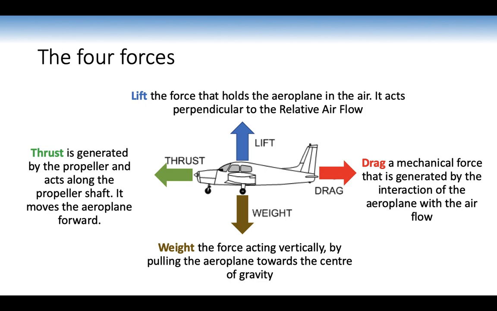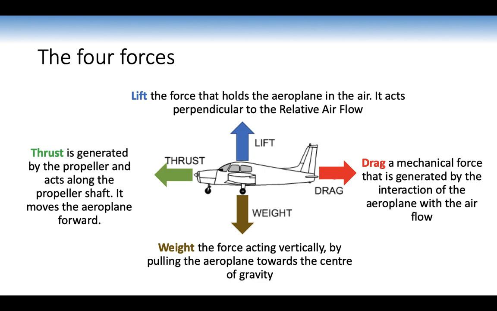So lift is the force that holds the airplane in the air. It acts perpendicular to the relative airflow. So we've got the four forces, starting with lift. We will look at the flat plate theory that tells us how lift is produced, and then we'll have a look at Bernoulli's theory. And then weight, the force acting vertically by pulling the airplane towards the center of gravity. And we'll also look at how weight is calculated, what weight is.